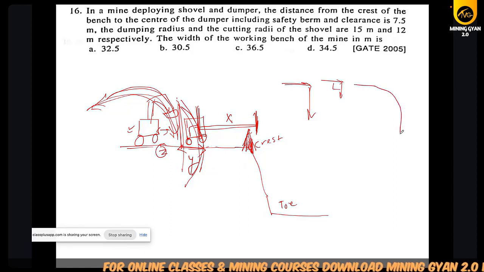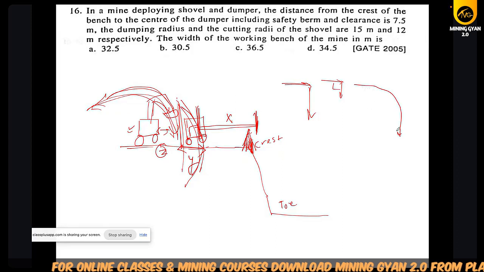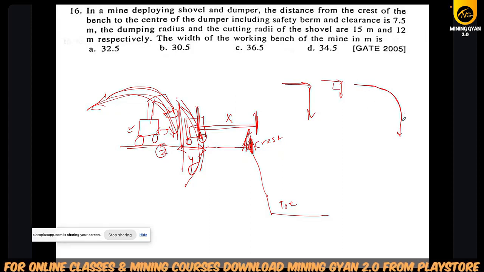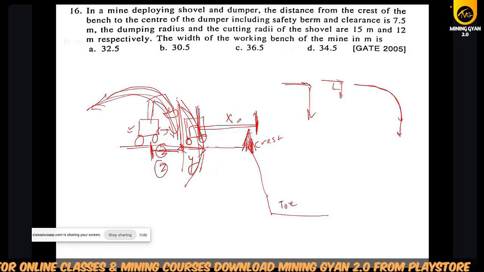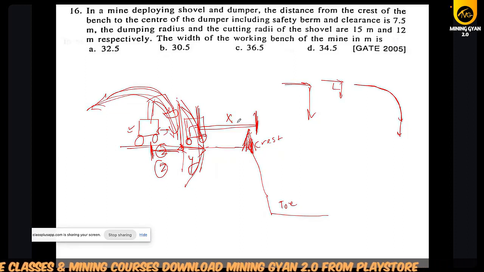He will, if he wants to go to this side, have to make a curvature. Okay, so this is that minimum curvature, and the distance from the shovel, z, is the shovel swing. So in this we are considering three things. First, from the crest to the mid point of the dumper. Second, we consider how much the dumper swings, that distance. And third, the swing of the shovel.